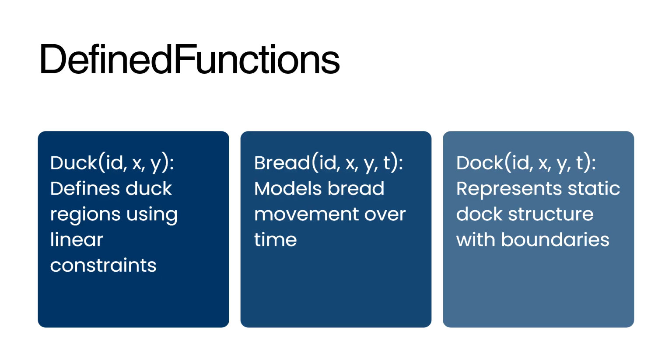For some of our defined functions, we have a duck defined with ID and X and Y coordinates for its location, and it defines a duck using linear constraints. Then we have a bread with ID, X and Y for a location, and T for time, and it models bread movement over time. And then we have our dock with ID, X, Y for location, and T for time, which represents a static dock structure with boundaries, but we added a time constraint onto this, and we'll show you why in our demo.